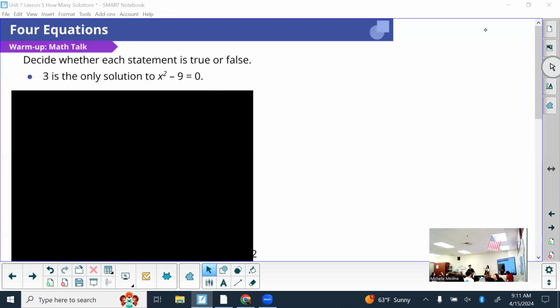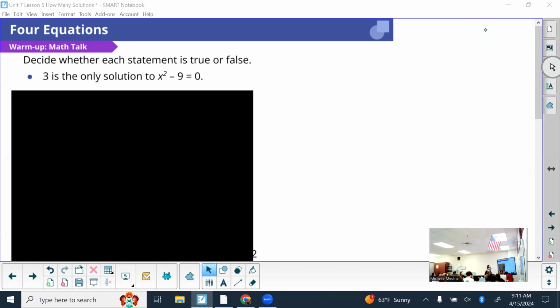So whenever our warm-up is a math talk, you are trying to do the problem without scratch work, without a calculator, and you are putting your thumb up when you think you know the answer. So for this set, you are deciding whether each statement is true or false. Put your thumb up when you think you know for the first one, if it's true or false.